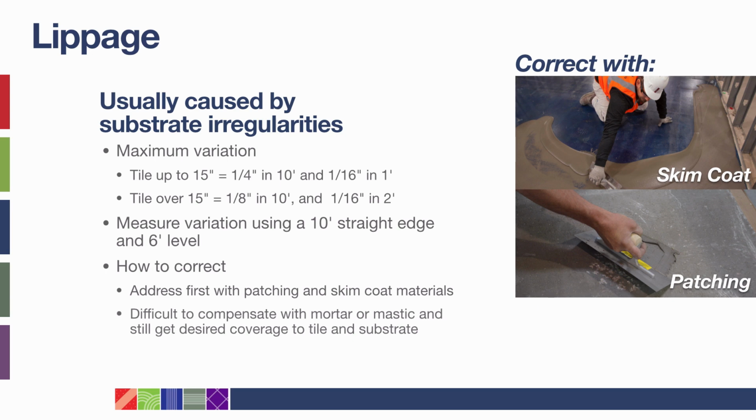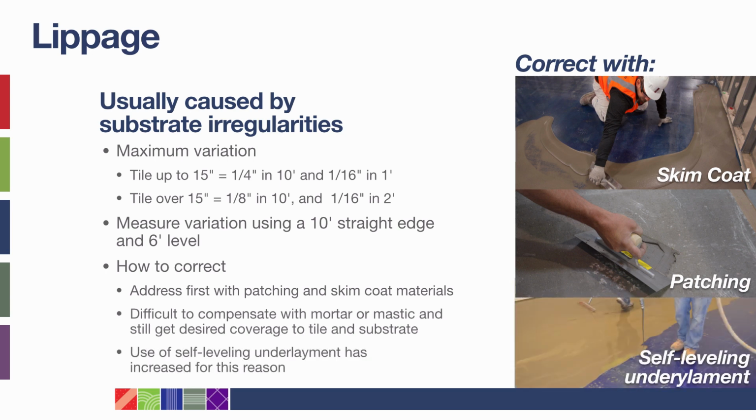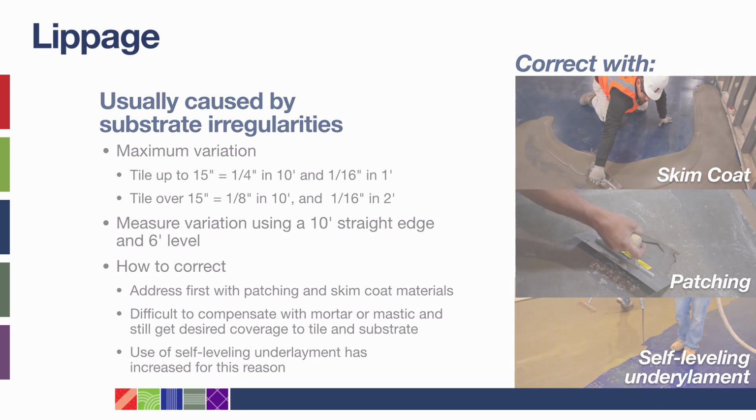In flooring applications, a self-leveling underlayment, or SLU, can be used to smooth and level the subfloor. The use of SLUs has become an increasingly common method of providing a flatter substrate. Avoid trying to compensate for irregular substrates with mortar or mastic, as this strategy generally results in improper tile-to-substrate coverage.